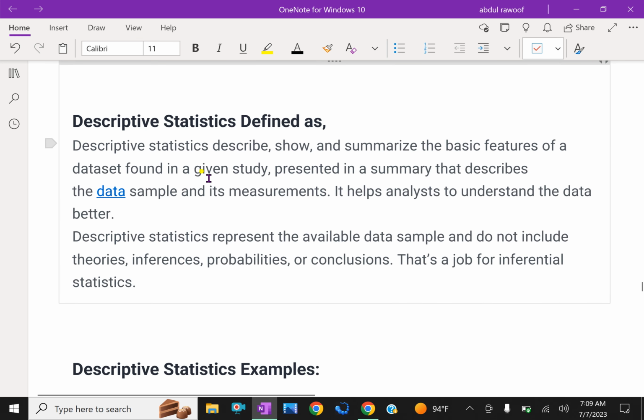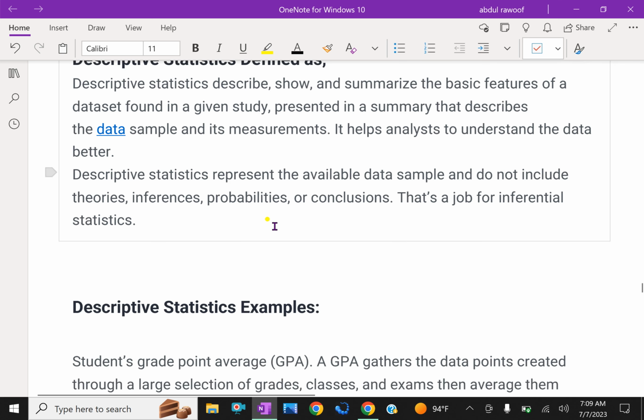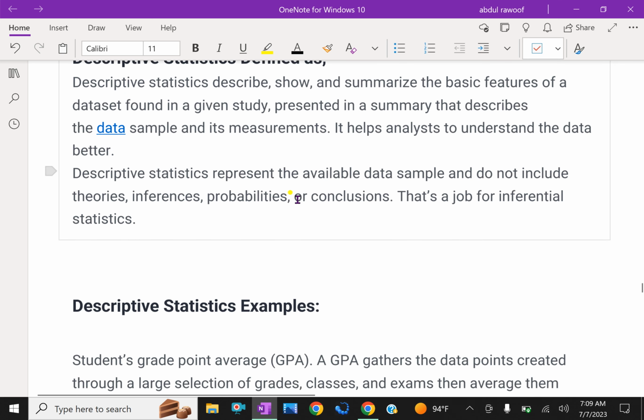Descriptive statistics is defined as showing and summarizing the basic features of a data set found in a given study, presented in a summary that describes the data sample and its measurements. It helps analysts to understand the data better. Descriptive statistics represent the available data sample and do not include theories, inferences, probabilities, or conclusions. That's a job for inferential statistics.